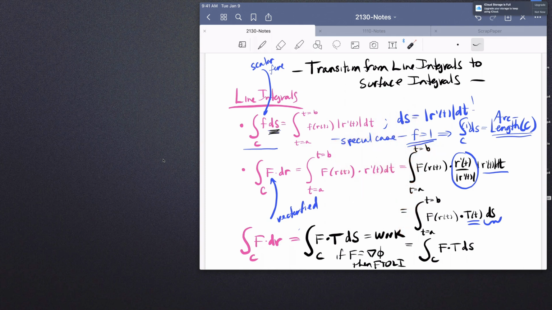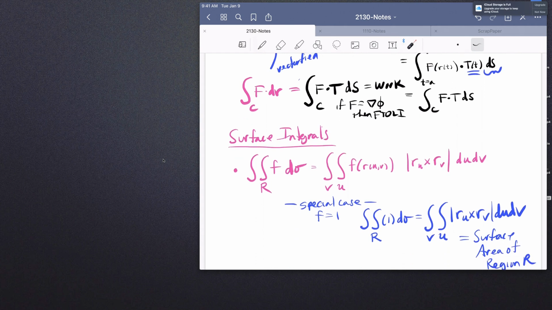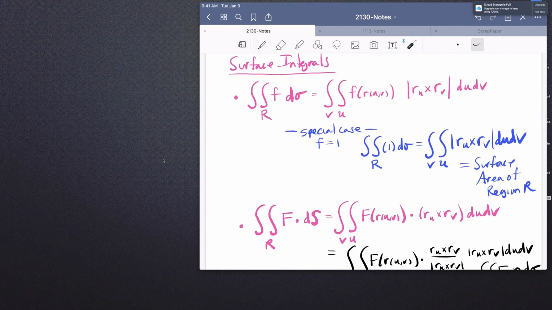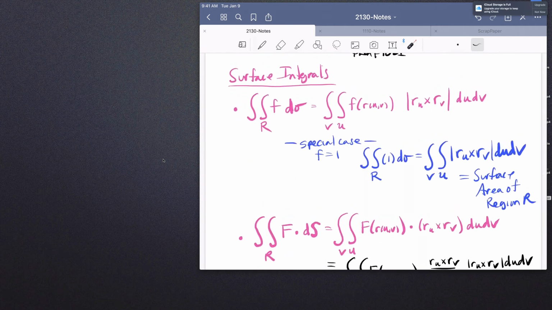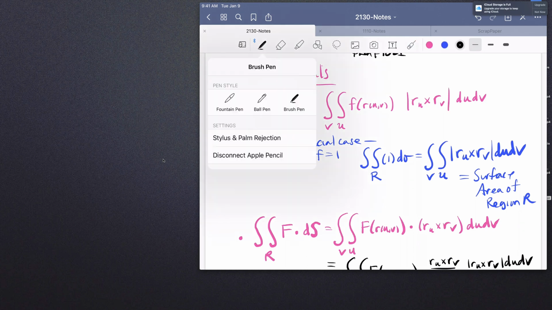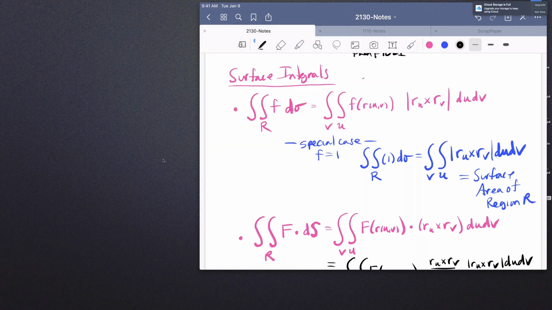Okay, so as we move to surface integrals, we'll see something similar happen. There are two kinds of surface integrals that we'll see. Right here we have a surface integral of a scalar function, just like we did for line integrals.